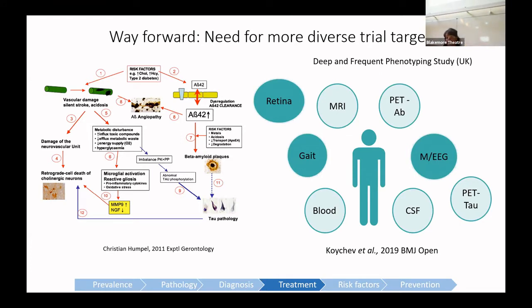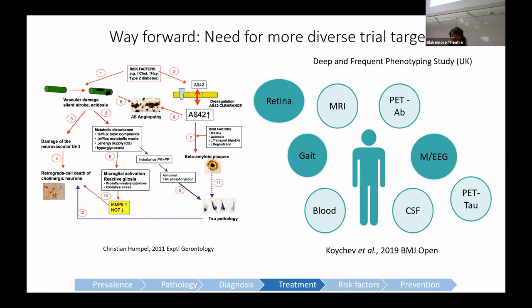Well, we heard a little bit about the deep and frequent phenotyping study. This is a study that's running across 8 sites in the UK, and Oxford is one of them. As the name suggests, patients are coming in and getting extremely deep phenotyping. That means we're getting measures from MRI, amyloid PET, tau PET, MEG, EEG, CSF, blood markers, gait markers, retinal imaging. My colleagues here are looking not just at established biomarkers of Alzheimer's disease, but also things that we think could be good markers but haven't really been thoroughly tested yet.